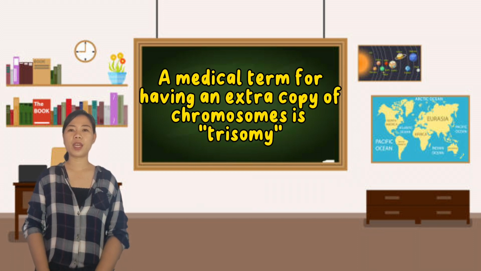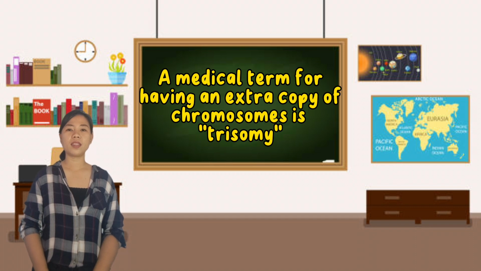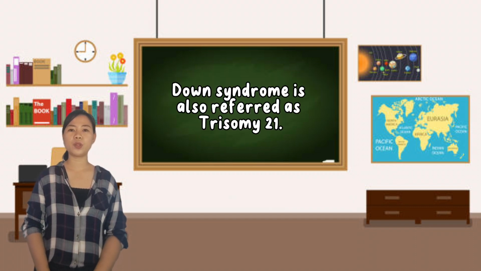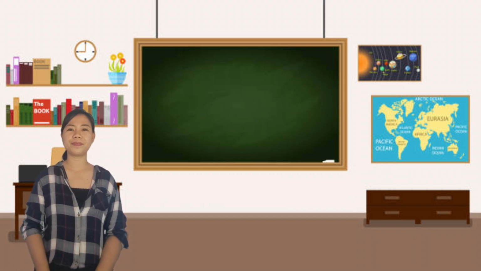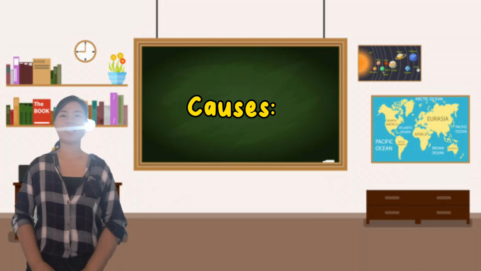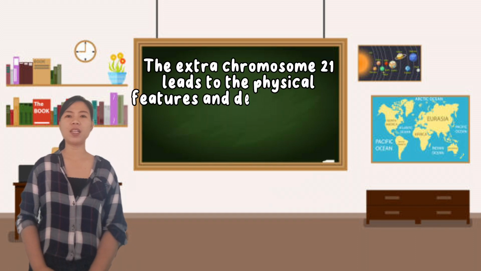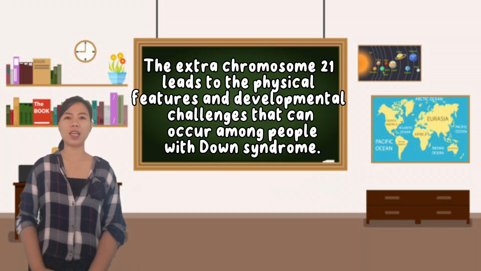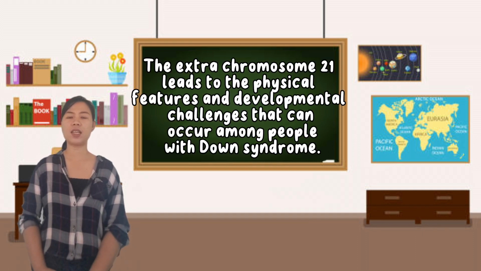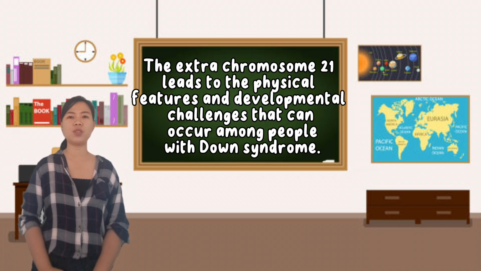A medical term for having an extra copy of a chromosome is trisomy, and Down syndrome is also referred to as trisomy 21. What causes trisomy 21? The extra chromosome 21 leads to the physical features and developmental challenges that can occur among people with Down syndrome.